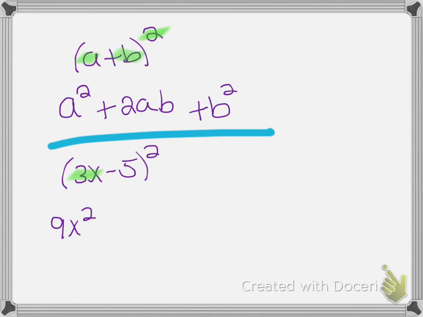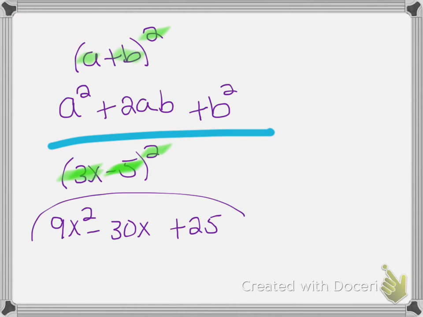To square the last term, it would be negative 5 squared, which is 25. And then to get your middle term, it's 2 times negative 5 times 3x. So 2 times 5, negative, is negative 10, times 3x is negative 30x. Alright, this is your answer that's in standard form already, and it's already simplified.